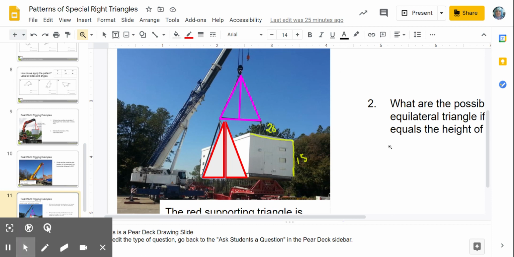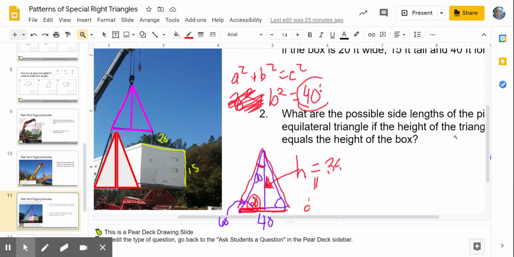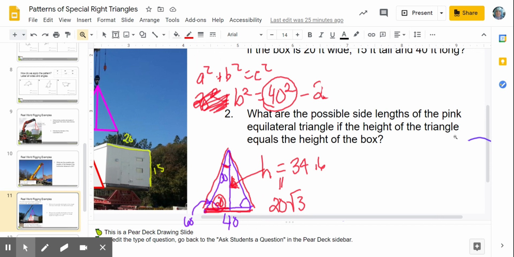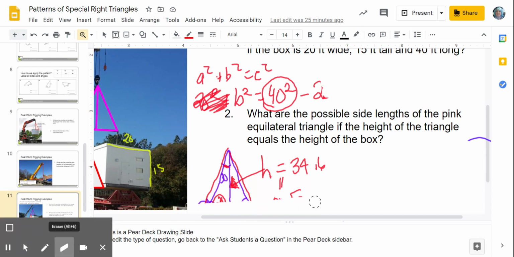So I'm going to read the words. What are the possible lengths of the equilateral triangle if the height of the triangle equals the height of the box? So the height of the triangle equals the height of the box.